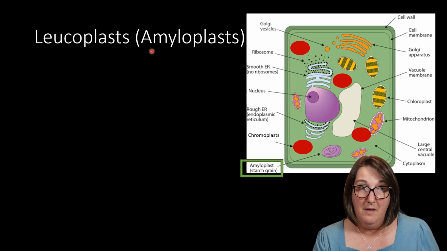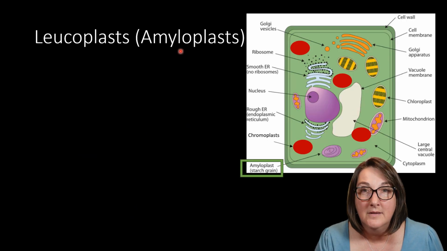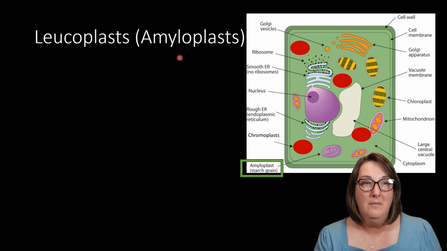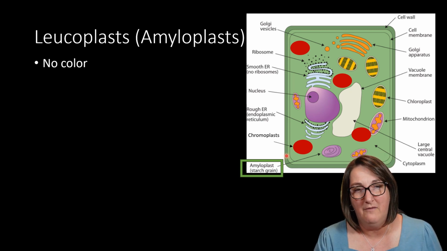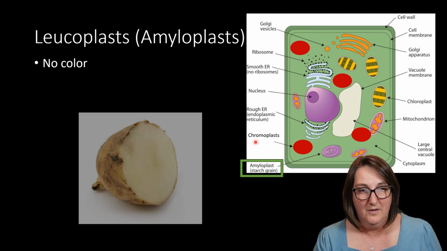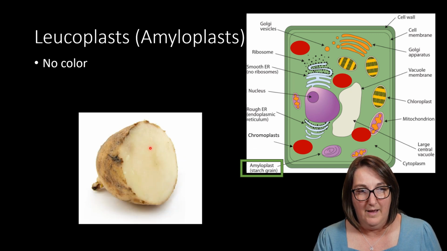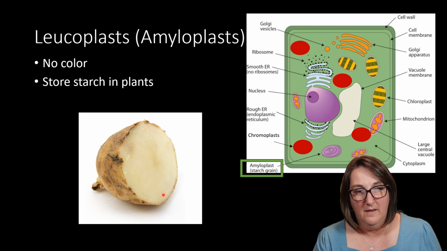Leucoplasts, or that one's so hard to say, amyloplasts. Okay, these are going to be ones that are going to have no color. They're going to be white. So here is my leucoplasts. And then these are going to be starch filled. So a potato, this part here is going to be that plastid. And then this is going to be all type of starch.